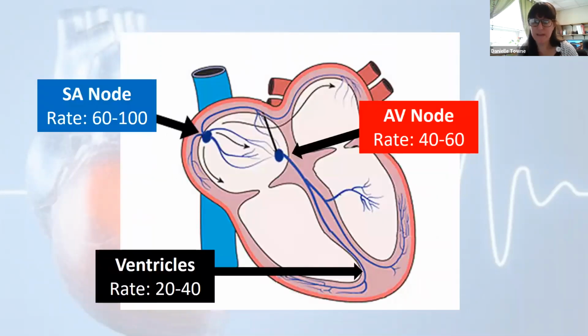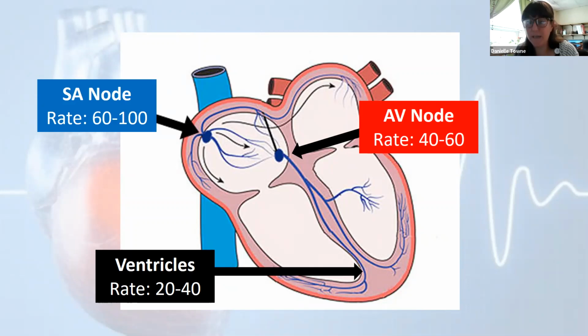The SA node is the heart's normal pacemaker. It's located in the right atrium. The normal heart rate from this node is about 60 to 100 beats per minute. The AV node is in the AV junction, the atrioventricular junction where the atria and the ventricles meet. If the SA node fails or slows down too much, the AV node can actually start to generate an impulse. The AV node has an average rate of about 40 to 60 beats per minute.